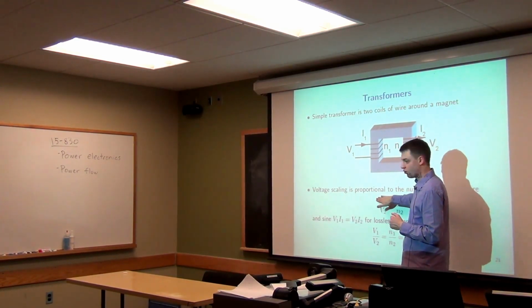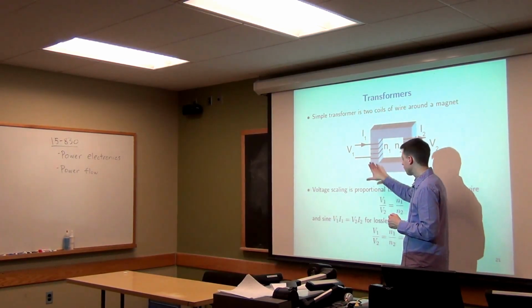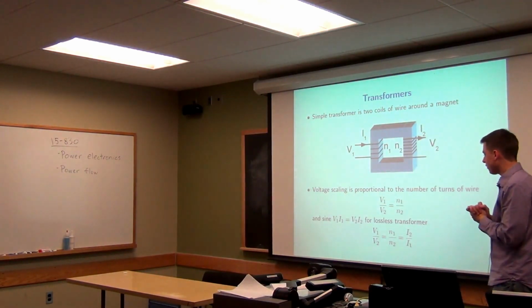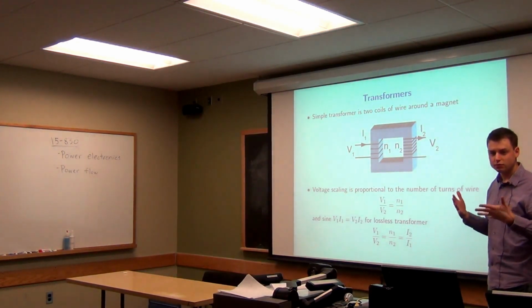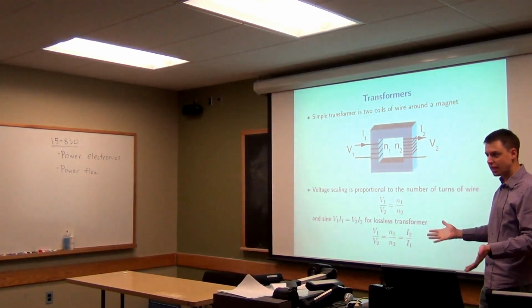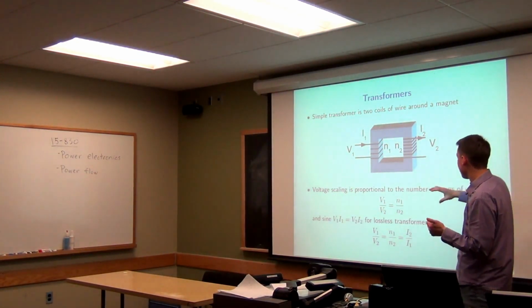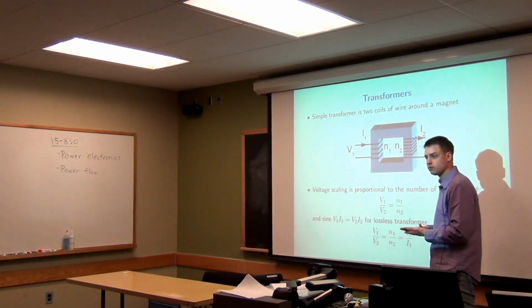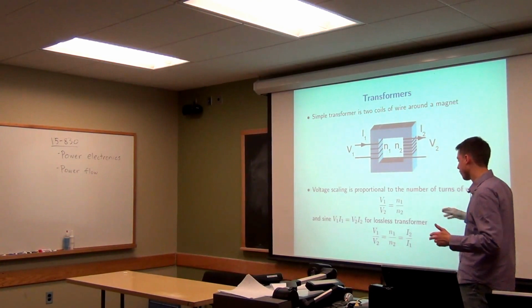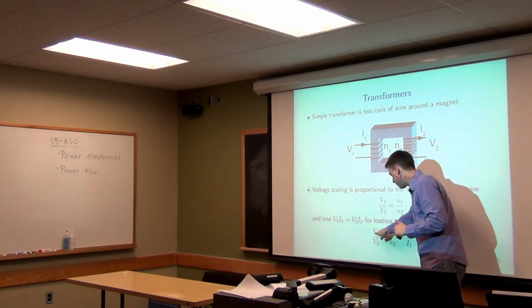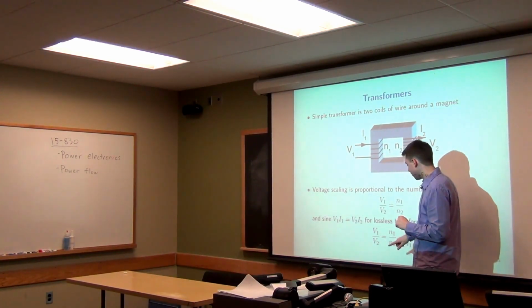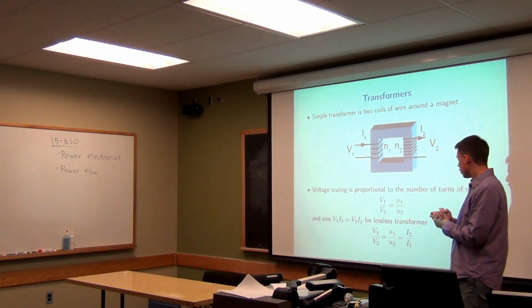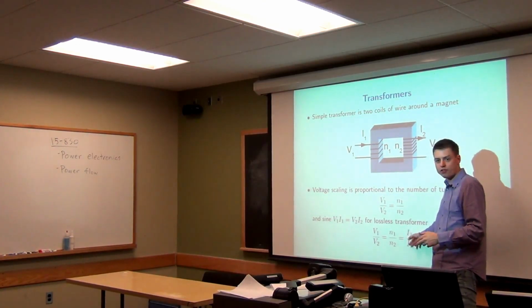So by doing this, we can change the voltage from the input to the output. Now, of course, we're not creating power here. So if we step up the voltage, the current going through this output wire will actually come down. It's a really simple relationship too, right? The voltage on the input over the voltage in the output equals the number of turns in the input divided by the number of turns in the output, which just equals the inverse ratio of the current.